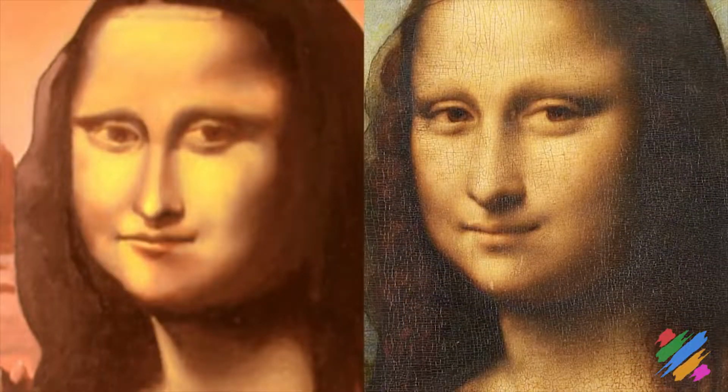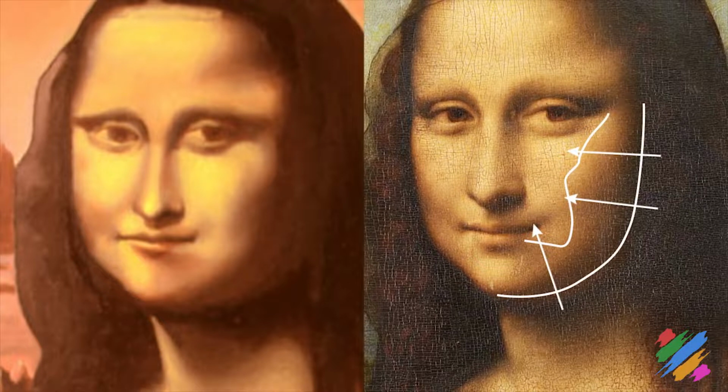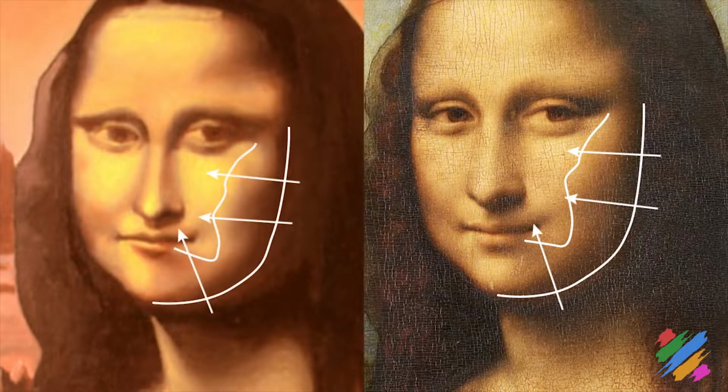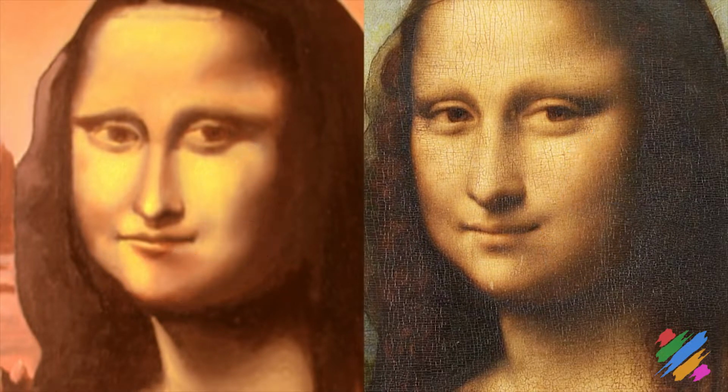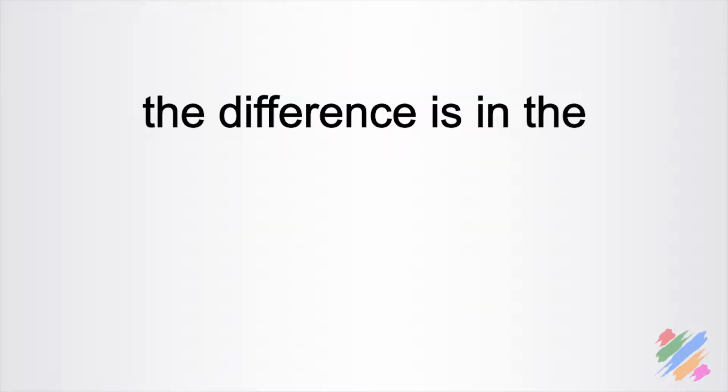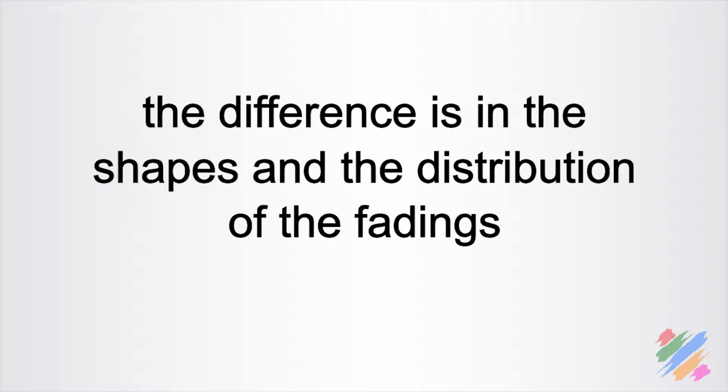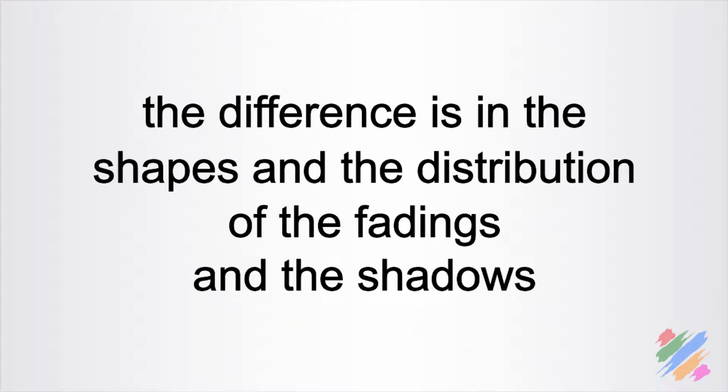Now, if we compare all the details on the two faces, we can see that in the original here, we have a fading, and we have a fading also here in the copy. In the original, we have a shadow here on the nose, and we also have a shadow here in the copy. And if we go on comparing, we can see that this is also valid for the rest of the two faces. So what's the difference? The difference is in the shapes and the distribution of the fadings and the shadows.